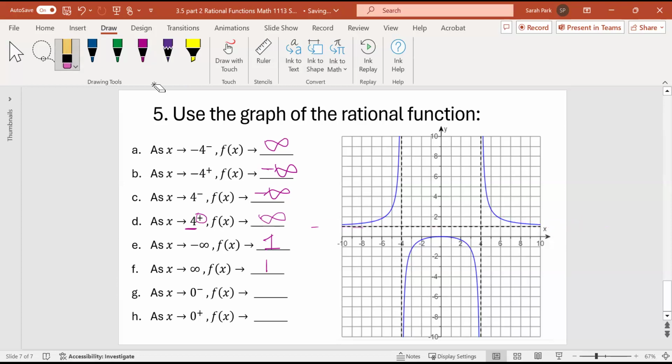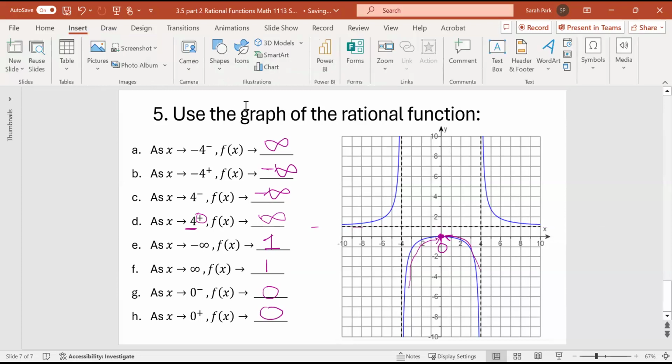Okay, let's see what happens when we are approaching 0. So 0 is right here, 0 from the negative side. If we approach 0 from the left-hand side, we can see that the y value is getting closer and closer to 0. As we're approaching 0 from the positive side, you can see the y value is also approaching 0.